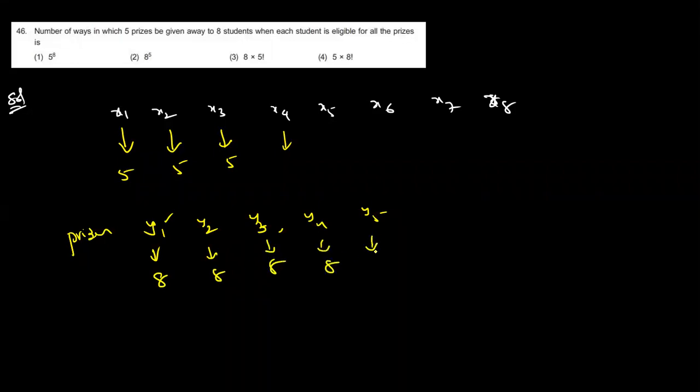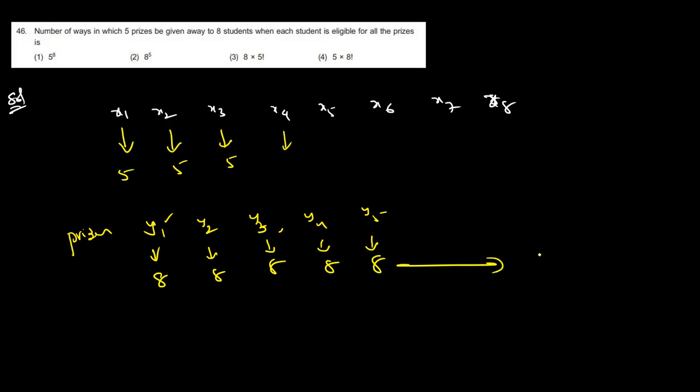So in this question, we get a point here. Suppose, better, I directly take the prizes: Y1, Y2, Y3, Y4, Y5. Same concept as 5 boxes, 3 letters. So for this prize, how many persons are eligible? Like that we can take.